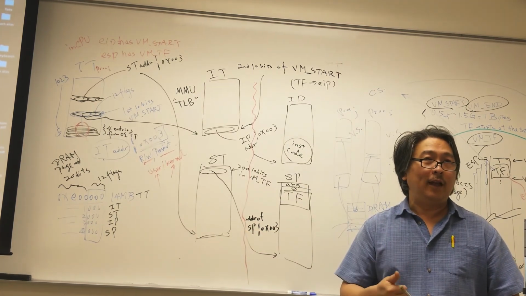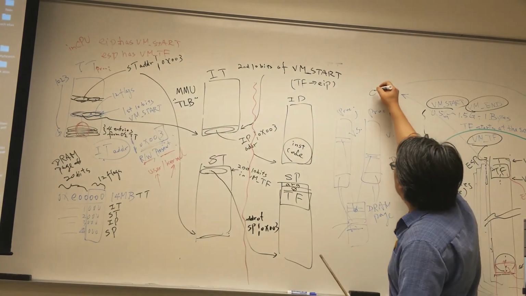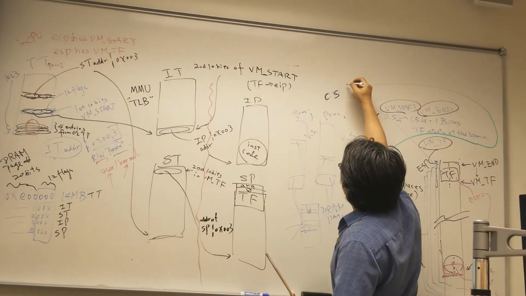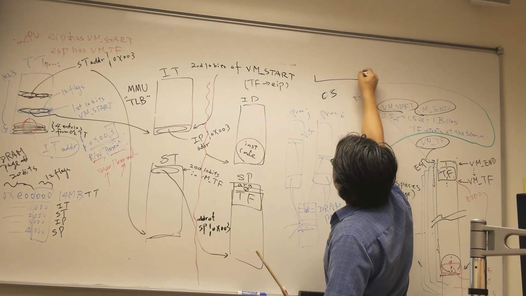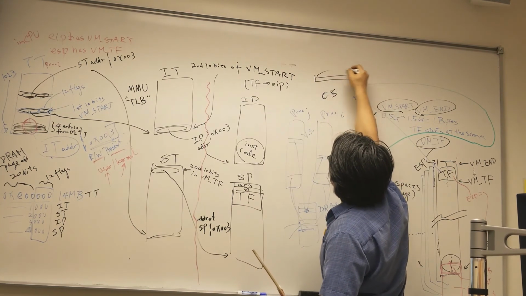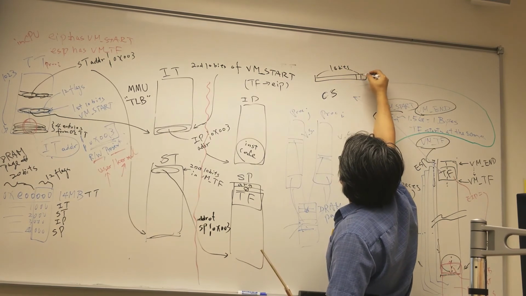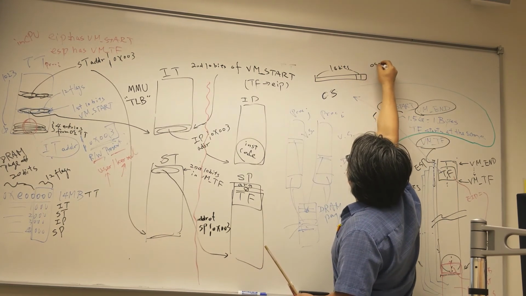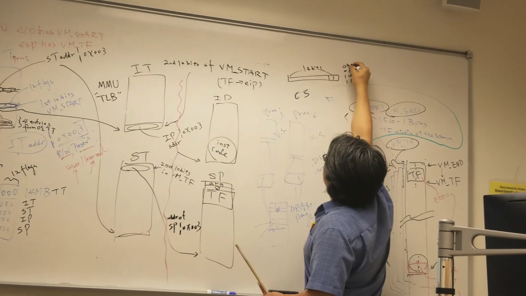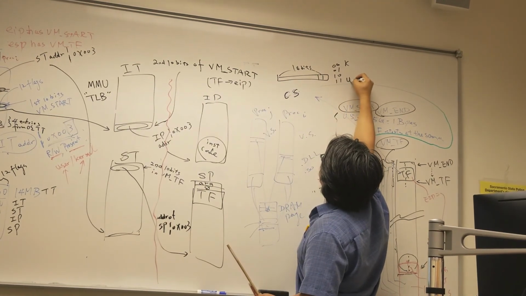Make sense? But in Intel processors, they put it into the CS, not the EFLAGS, in the last 2 bits. It's a 16-bit register actually, and the last 2 bits are the mode. So 00 is kernel mode, 11 is user mode.